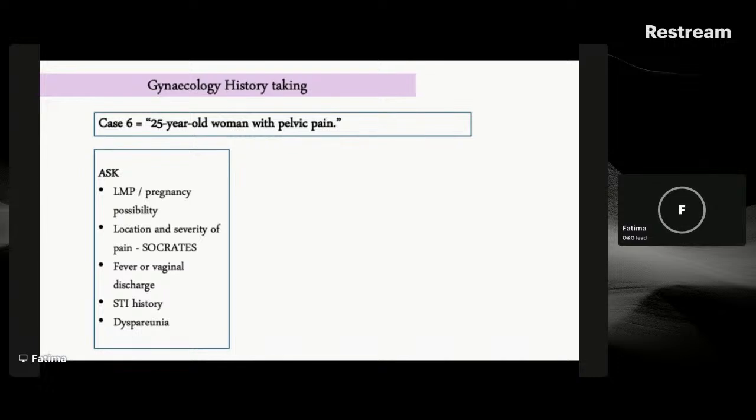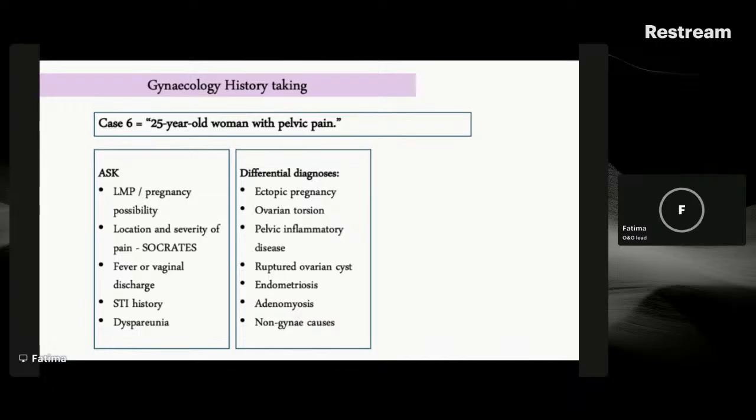You ask if there's been any fever or any vaginal discharge that suggests pelvic inflammatory disease, while sudden pain after exercise might indicate a ruptured ovarian cyst, for example. STI history as well, important to know in case of PID differential, and dyspareunia as well.